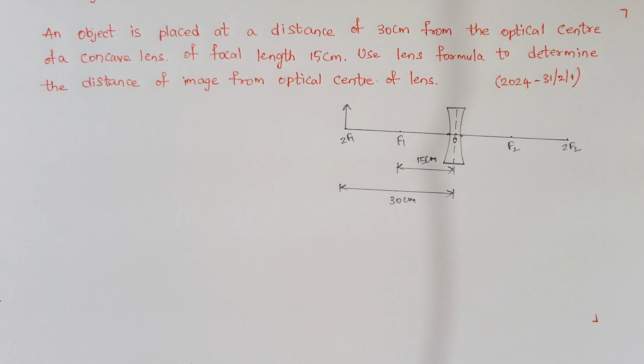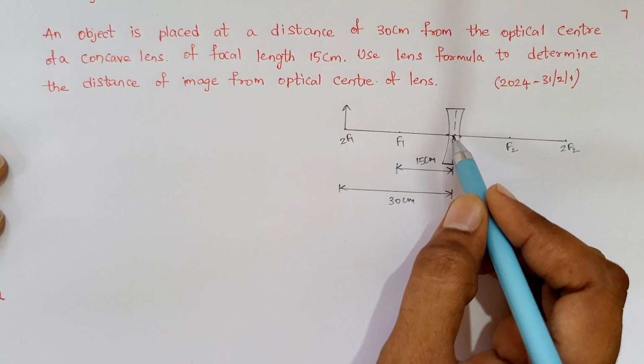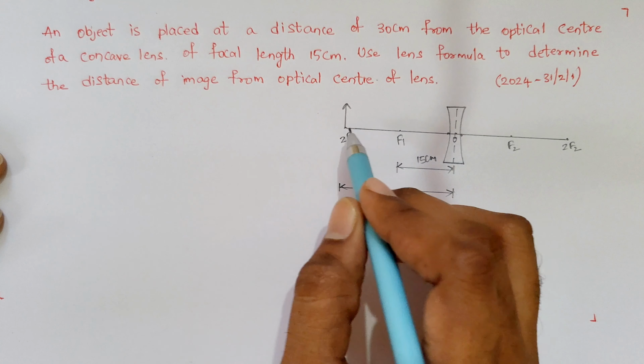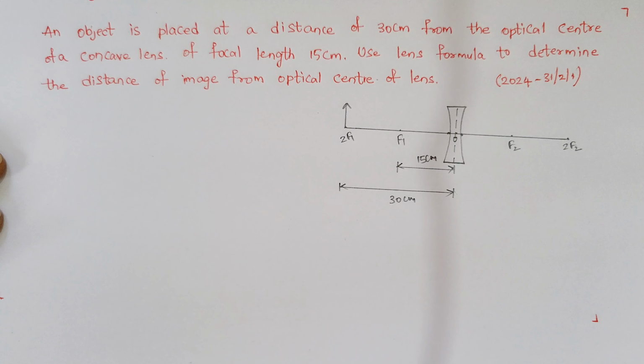So understand the question. There is a concave lens and the focal length of that concave lens is 15 centimeters. And the object is placed at 30 centimeters from the concave lens. Means the object is placed at 2f1. We have to find out the image distance. Means where the image will be formed. We need to find out.